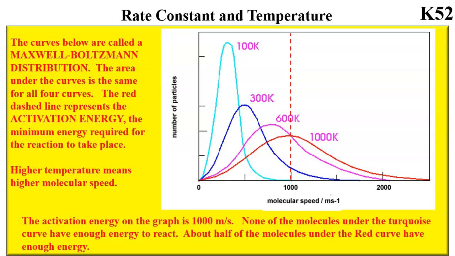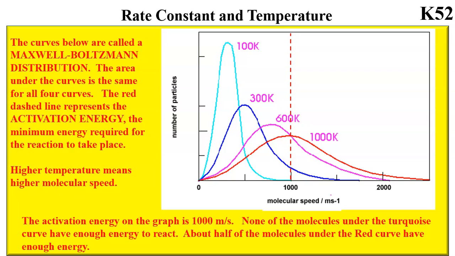The curves below are called Maxwell-Boltzmann distributions, and the area under the curves is the same for all four curves. So you have a certain chemical reaction. It has a certain number of particles or molecules, or you can think of it as moles. So the number of moles or molecules is the same underneath all four of those curves. The only thing that differentiates them is the temperature. And you can see at the lower temperature you have the turquoise curve, and it's much taller and it's more to the left than the other three.